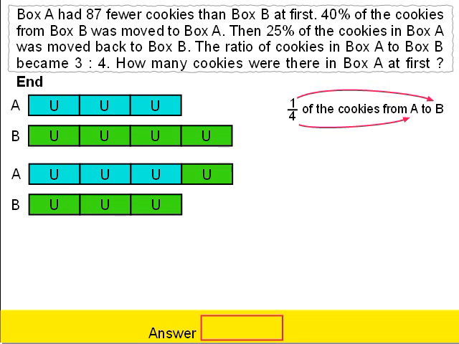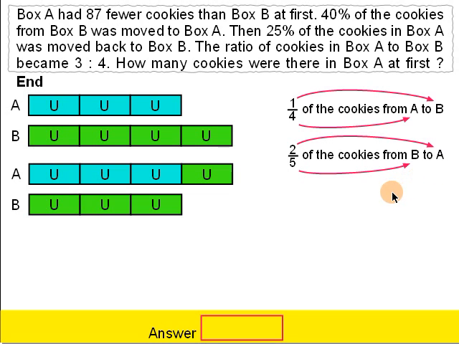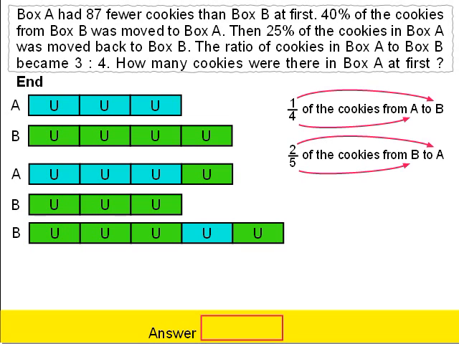We were told that 40% of the cookies was transferred from B to A. 40% is 2/5 in fraction equivalence. So 2/5 of the cookies was moved from B to A. That means at first B had 5 units and 2 units was given to A. So that's why B was left with 3 units here, so it tallies. So we're going to take back 2 units from A and give it to B. So A would have only 2 units left and B would have 5 units.